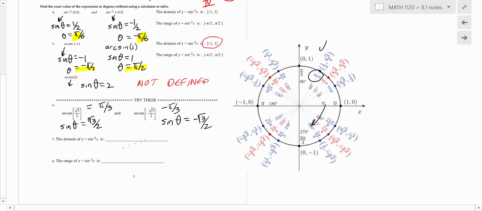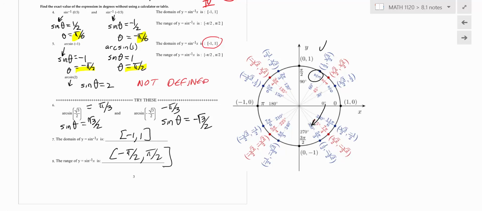Okay, and then get this memorized. The domain of an inverse sine is negative 1 to 1. That's opposite of what the range is on a sine. That's how I remember. And then the range, just get it memorized. That's negative pi over 2 to pi over 2, and they both have brackets on it. That's pretty important. Okay, any questions about that?